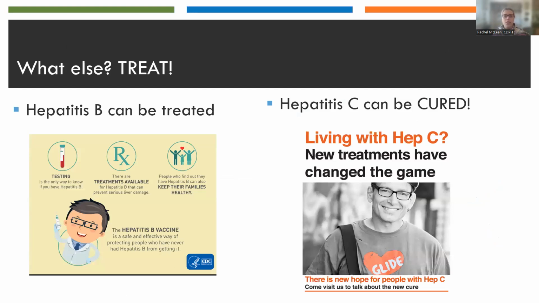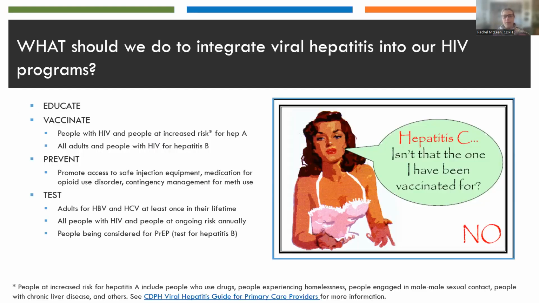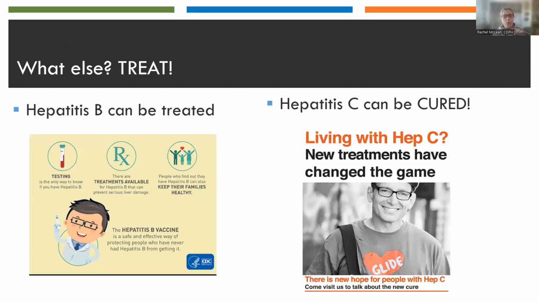What else? In addition to educating, vaccinating, preventing, and testing, we can also treat. Hepatitis B can be treated. It cannot be cured, but treatment can suppress viral replication and help protect the liver from liver disease and liver cancer. Hepatitis C can be cured, and as the previous speakers mentioned, new treatments have really changed the game for hepatitis C since 2014. The bad old days of interferon and ribavirin are over.